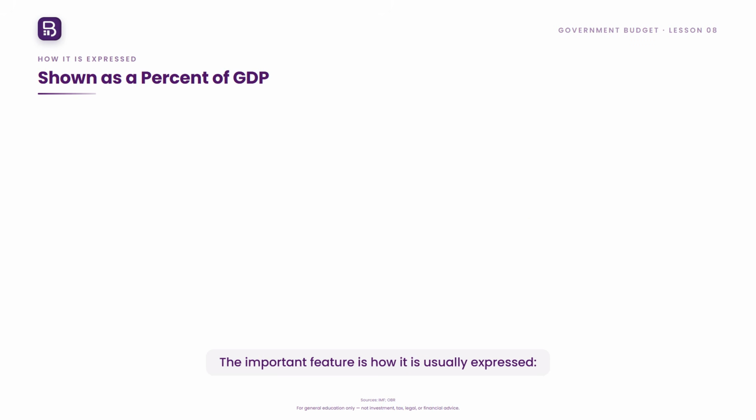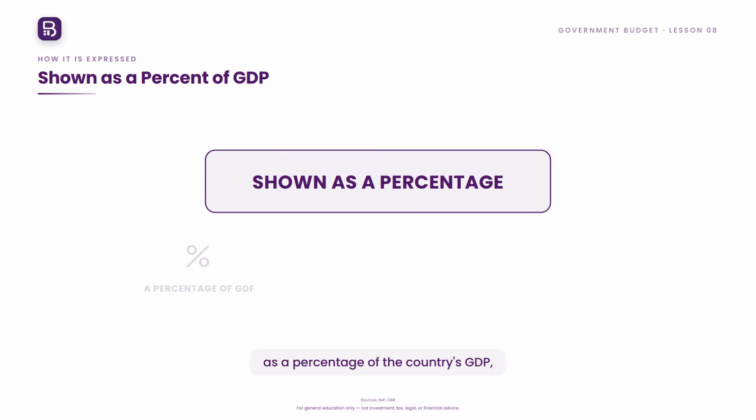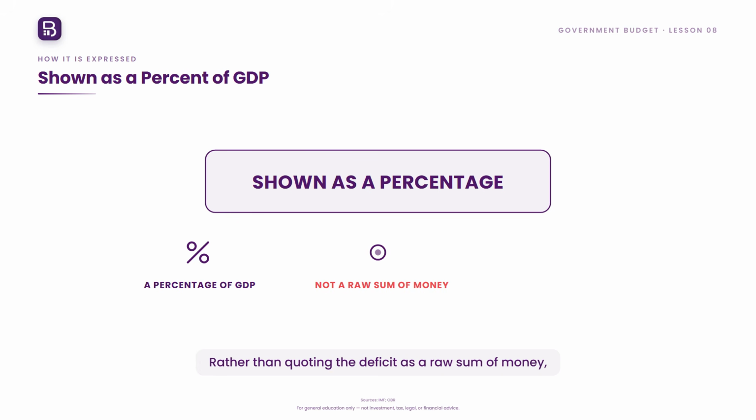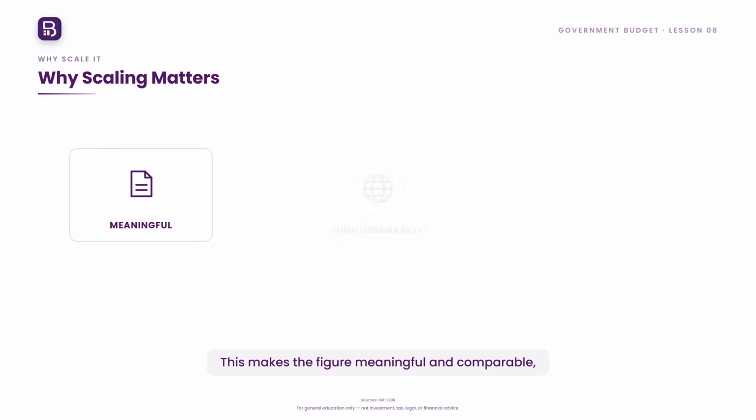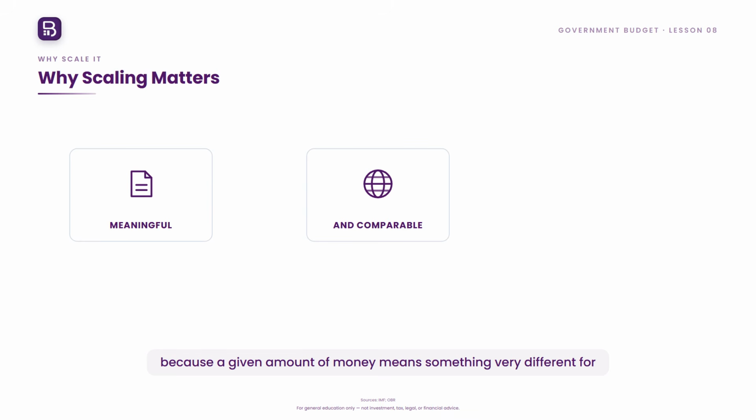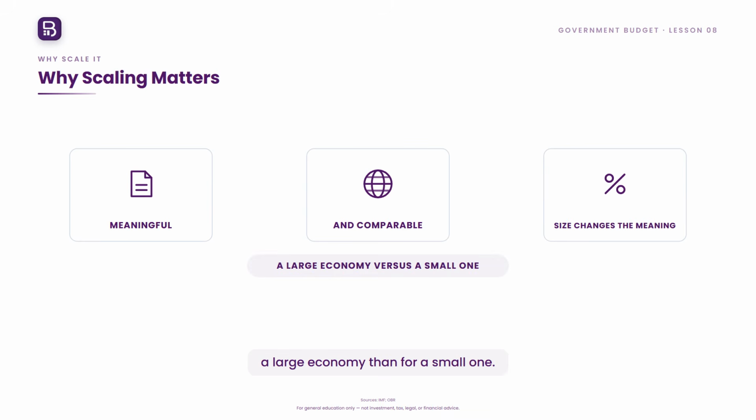The important feature is how it is usually expressed, as a percentage of the country's GDP, the size of its economy. Rather than quoting the deficit as a raw sum of money, economists state it relative to the economy. For example, a deficit of a few percent of GDP. This makes the figure meaningful and comparable because a given amount of money means something very different for a large economy than for a small one.